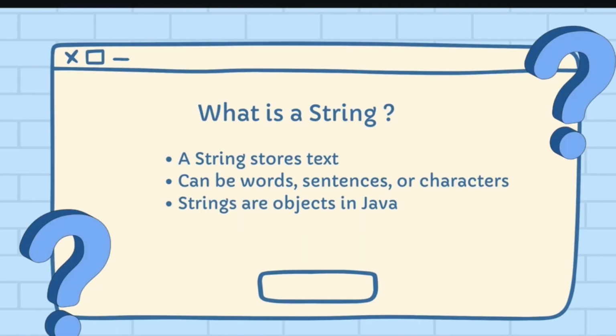First things first, what exactly is a string? In Java, a string is a sequence of characters and it's actually an object of the String class. So when you're working with text-based data like names, addresses, or even messages, you'll be using strings.